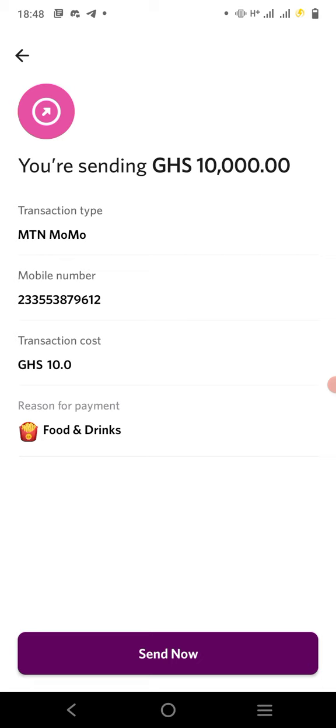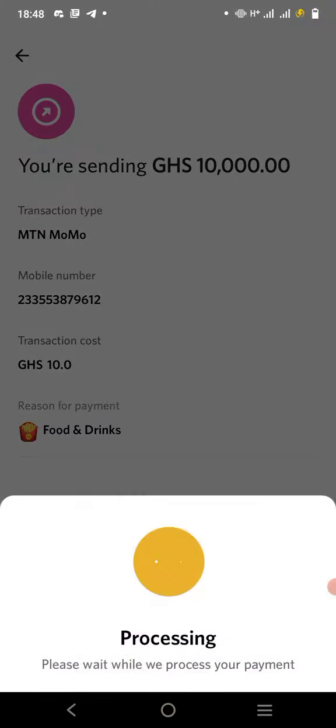Okay. So one of the things I'm seeing here is the higher the amount, you see we had 0.4 for 100. So it looks like the highest they charge for 10,000 is just 10 CDs. So it's quite small anyways, quite small. So you click on send now.